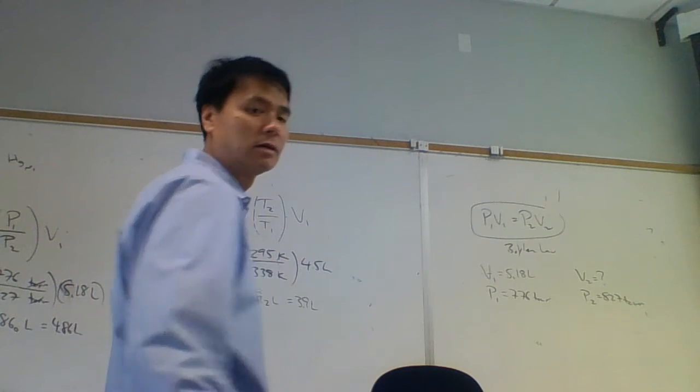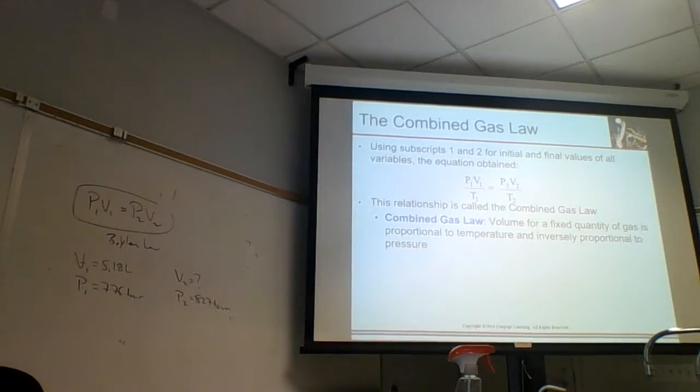You don't really need to know the derivation of the combined gas law, although the derivation is easy to tell. I don't bother remembering Charles' law or Boyle's law. In fact, you don't have to know which one is which, or the name, or the date, that kind of stuff. All I remember is this one: P1 V1 over T1 is equal to P2 V2 over T2. I just use this one.